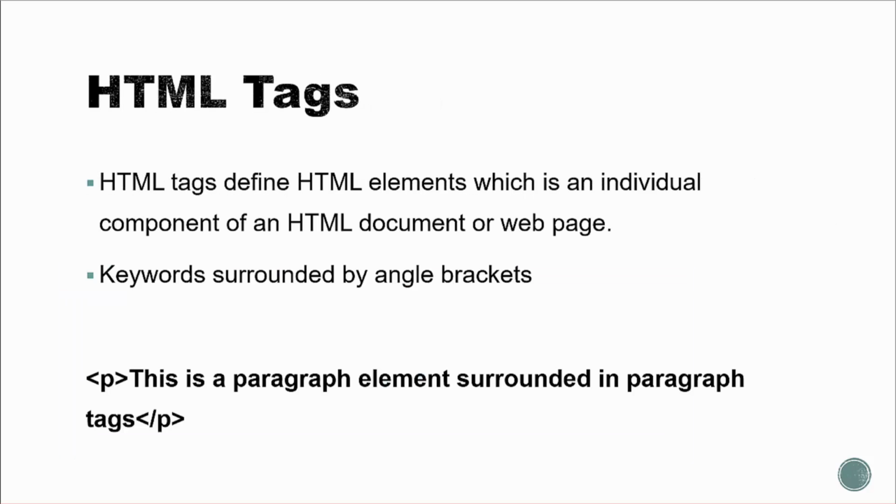So as I said, HTML tags are the building block of HTML. They define HTML elements, which is an individual component of an HTML document or a web page. So something like a form is an HTML element, or even a paragraph or a list. HTML tags are keywords surrounded by angle brackets, and I'm sure you've all seen them. All right, so here's a really simple example of a paragraph. It's surrounded in paragraph tags, which is just a P tag. And you can see the beginning tag has a less than, and then P, and then greater than. And then the ending tag is the same, except it has this slash before the P.